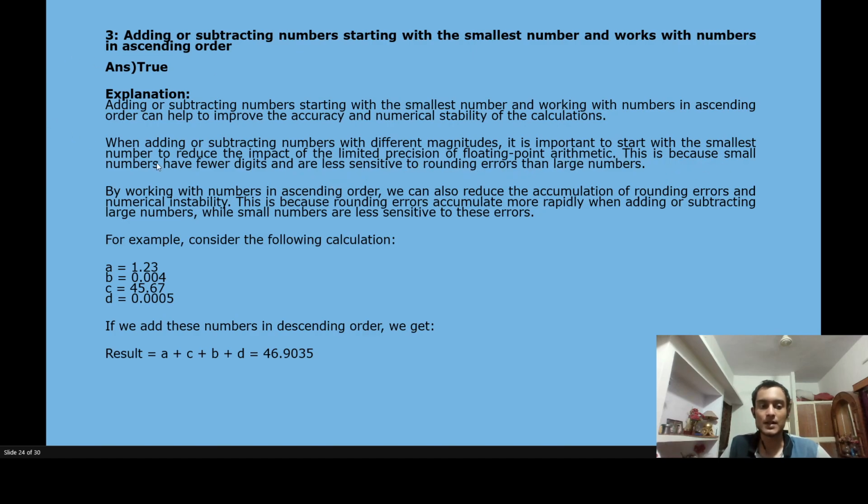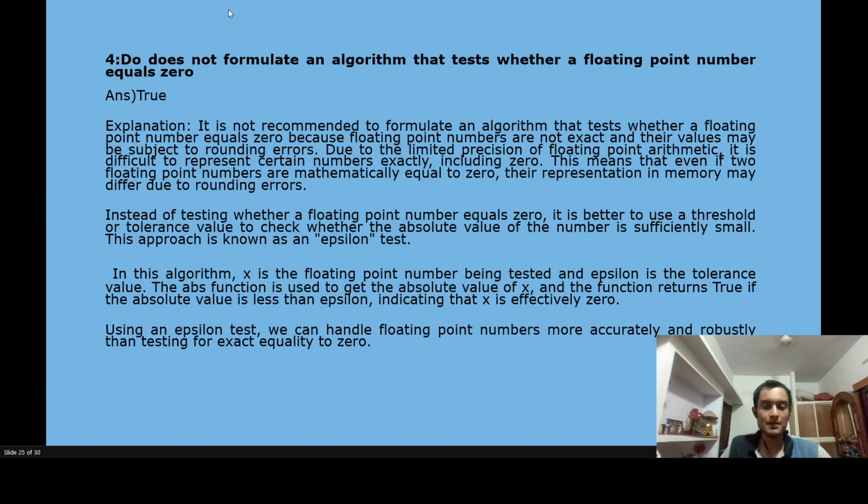This is because small numbers have fewer digits and are less affected by rounding error than large numbers. By working with numbers in ascending order, we can also reduce the accumulation of rounding errors and numerical instabilities. This is because rounding errors can accumulate more rapidly when adding or subtracting large numbers, while small numbers are less sensitive to these errors. For example, we have given A, B, C, D as floating points. If we add these numbers, we get the result 46.9035.